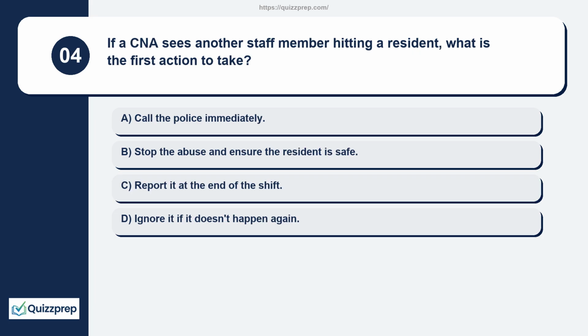Question 4. If a CNA sees another staff member hitting a resident, what is the first action to take? Call the police immediately. Stop the abuse and ensure the resident is safe. Report it at the end of the shift. Ignore it if it doesn't happen again.